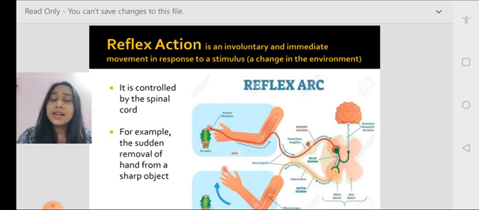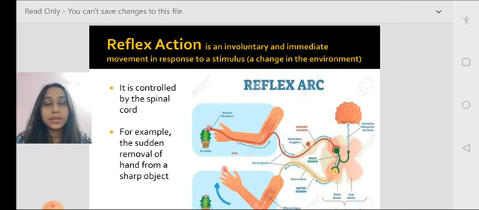There are a large number of examples of reflex action. Like when we touch a hot object, we remove our hand very fast. Some particles may enter into our nose, throat. Then we either cough or we sneeze. So these kinds of responses are very immediate and involuntary, not in our control. Okay, involuntary. So these are certain examples of reflex action.